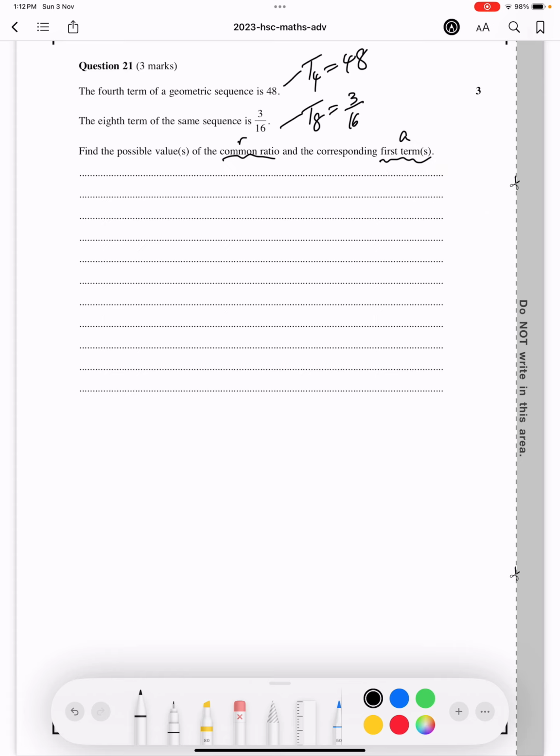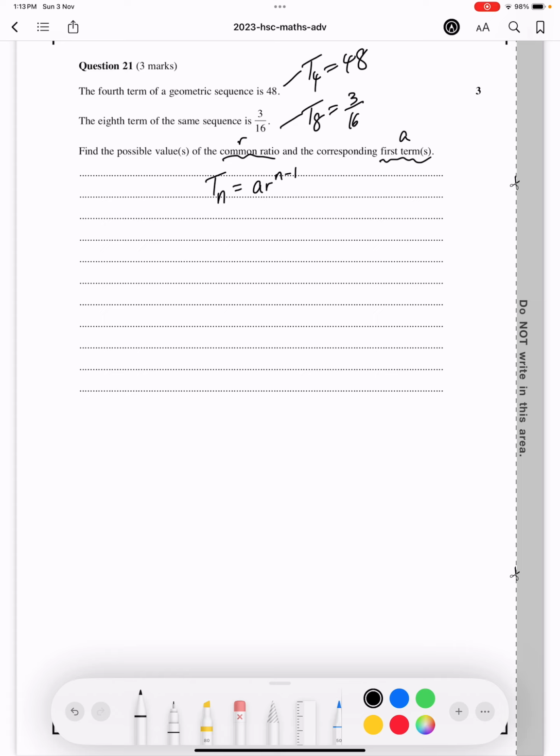Okay, so we know that the general equation for finding any term in a geometric sequence is AR to the power of n minus 1, where n is the term number and A is the first term of the sequence and R is the common ratio.